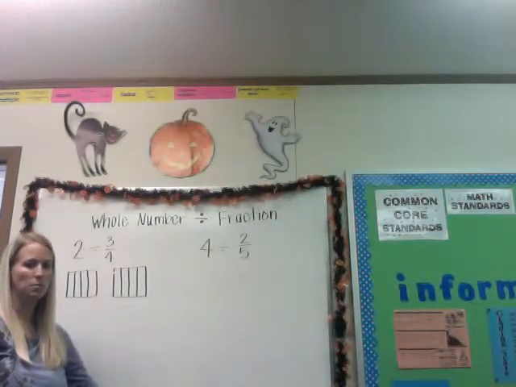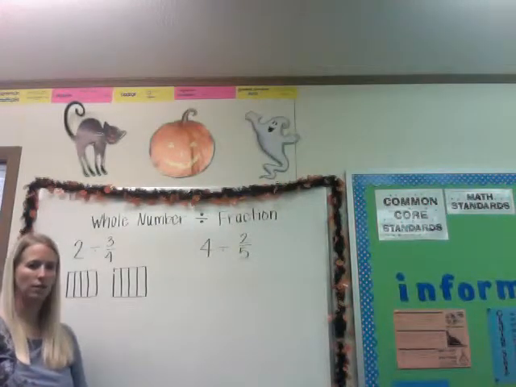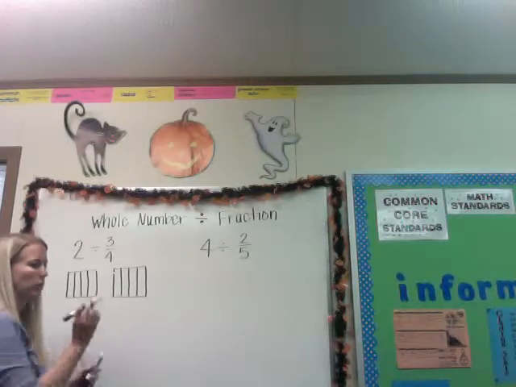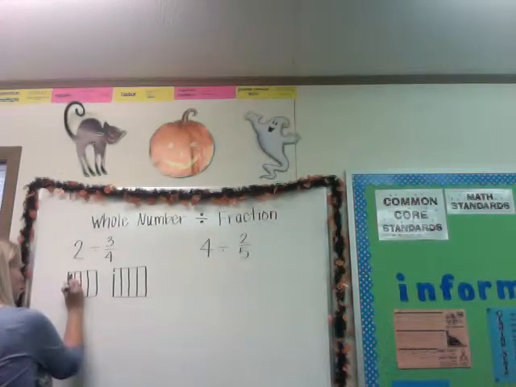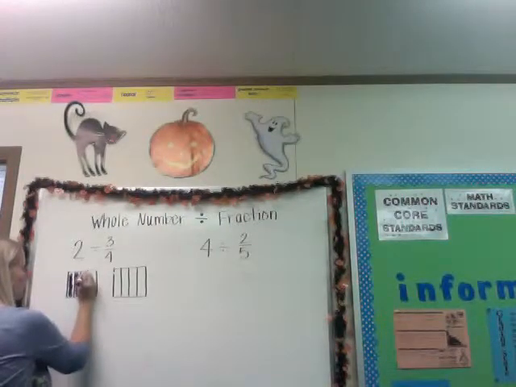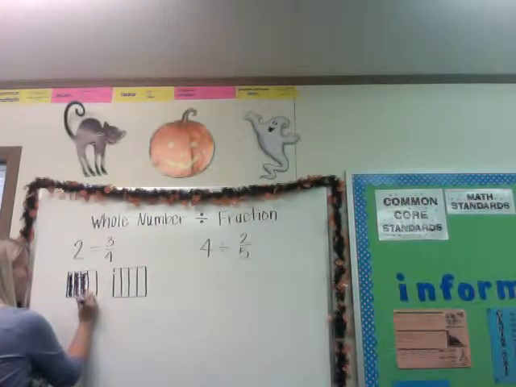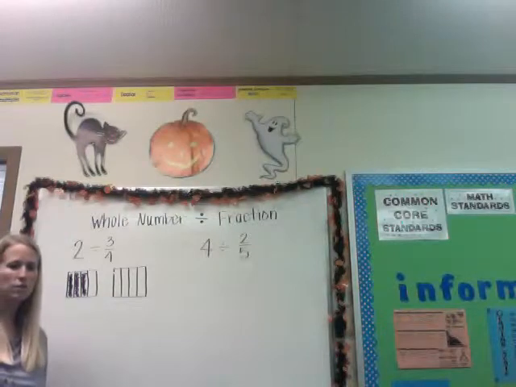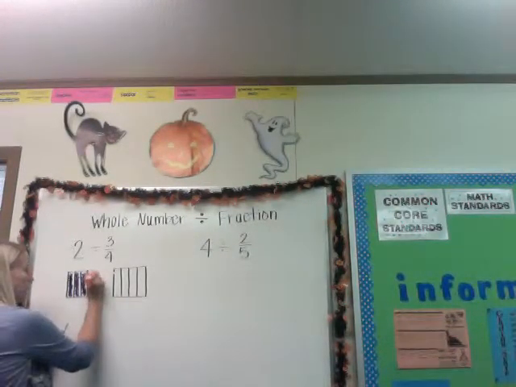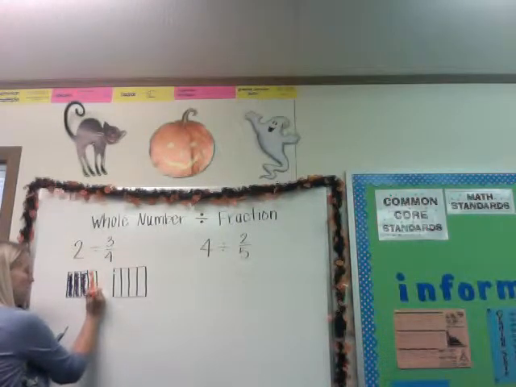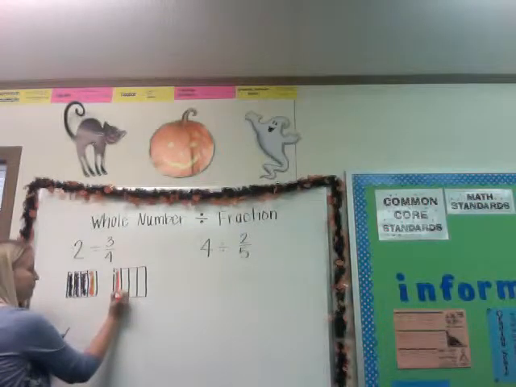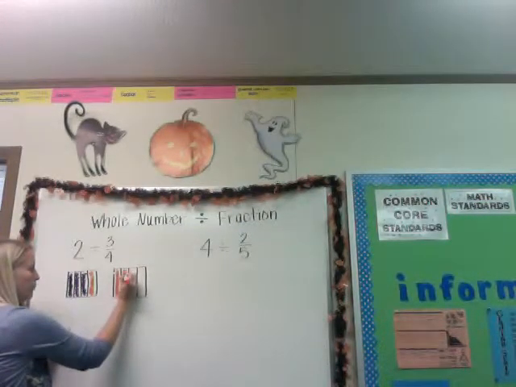So I'm going to try and use some different color markers here so you can see the different colors. So I need one group of 3/4. So I'm going to shade this in purple. There's 1, 2, 3. That represents 3/4 right there. Okay? Then I'm going to do it again. I'm going to use orange this time. I have 1, 2, 3.